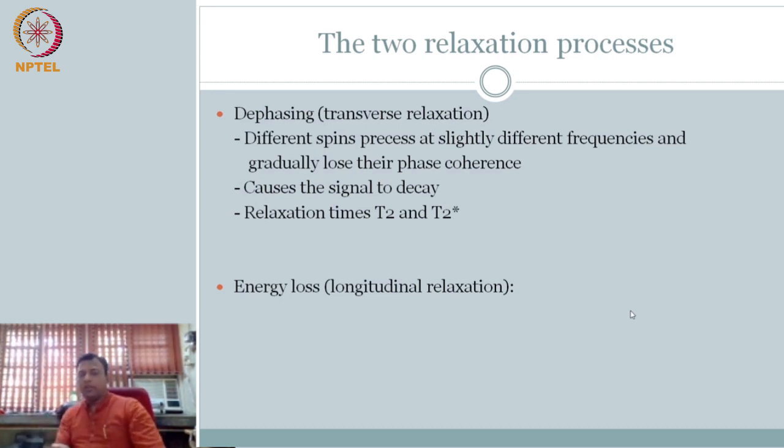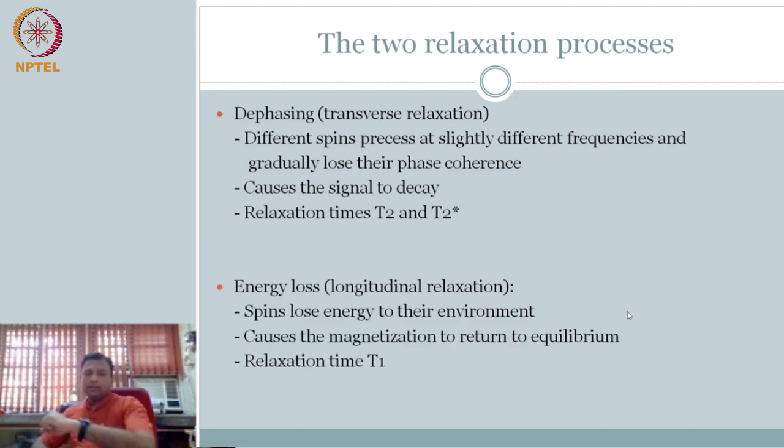There are two phenomena. We'll label them T2 and T2 star. The other one is where the spin loses its energy to its environment, and then the Z component comes back up. This relaxation time we will call T1. That is, after you switch off the excitation, how long does it take for Mz to build up and come back to the equilibrium value? The time constant we will call T1. So we'll have to strictly define these T1, T2, and T2 star.